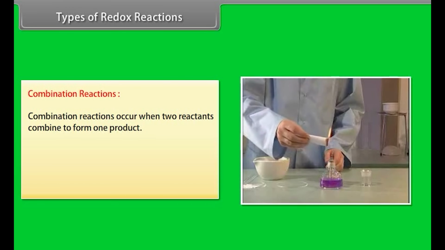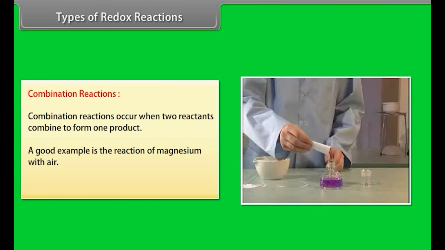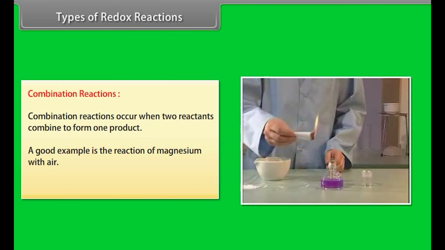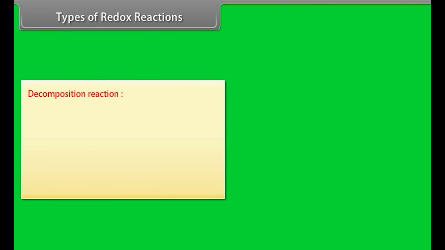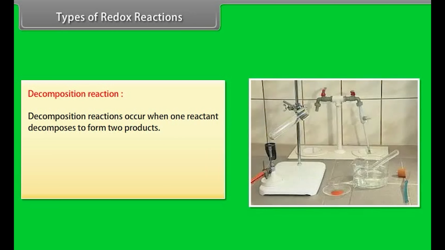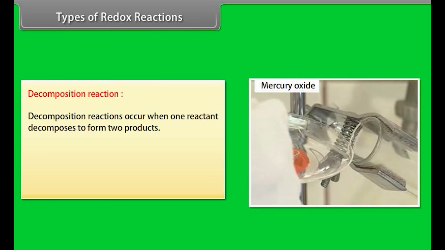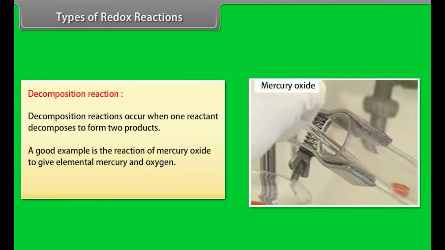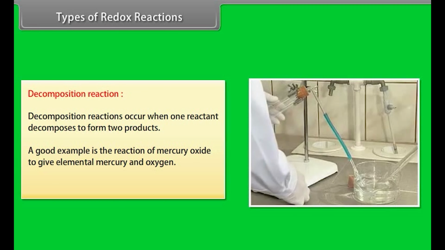Combination reactions occur when two reactants combine to form one product. A good example is the reaction of magnesium with air. Decomposition reaction. Decomposition reactions occur when one reactant decomposes to form two products. A good example is the reaction of mercury oxide to give elemental mercury and oxygen.